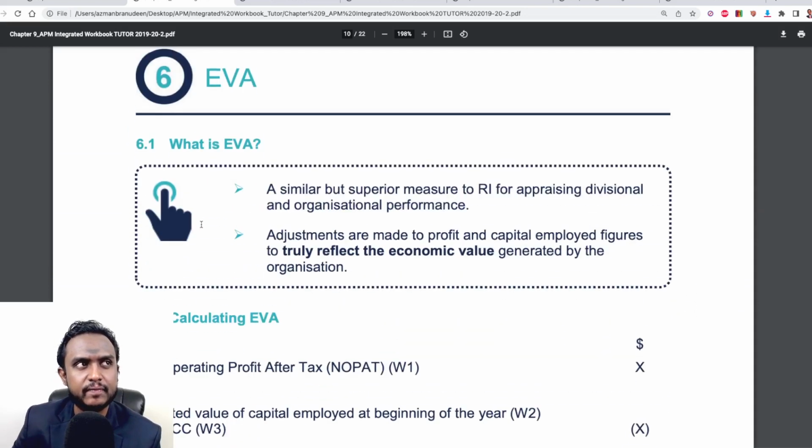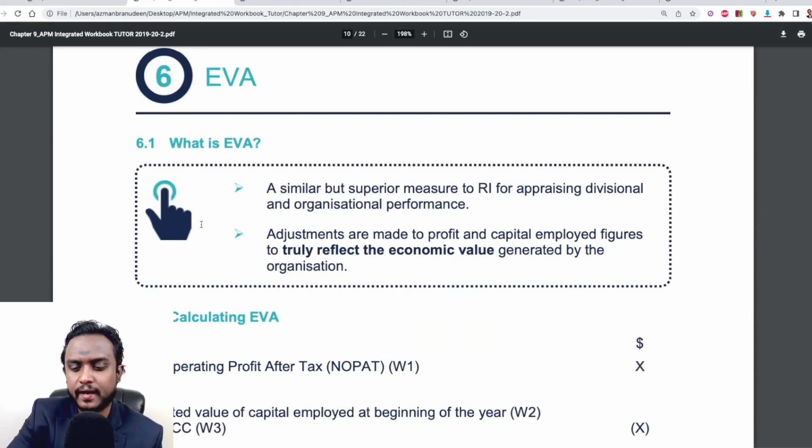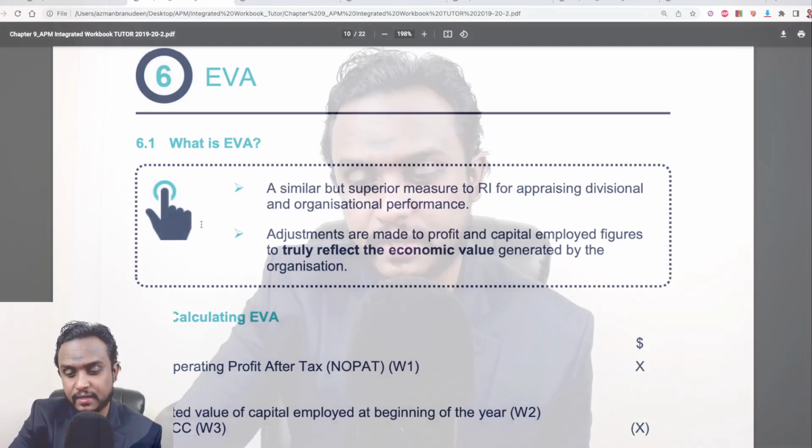So as you can see, RI is good. It does get the job done. It does address some of the weaknesses of ROI. However, still, as I said, non-cash expenses, bad debt, depreciation policies, right? These kinds of behaviors can have an impact. It's better than ROI, but it's not perfect.